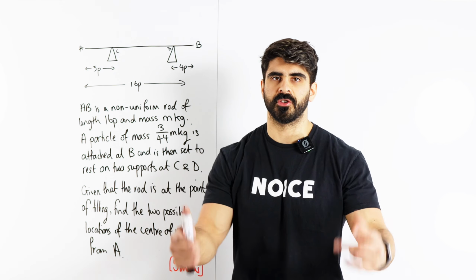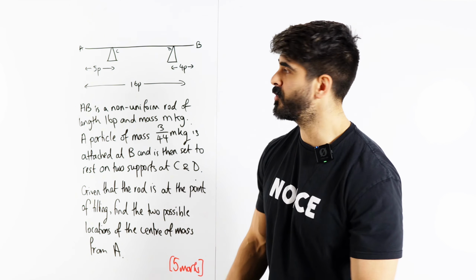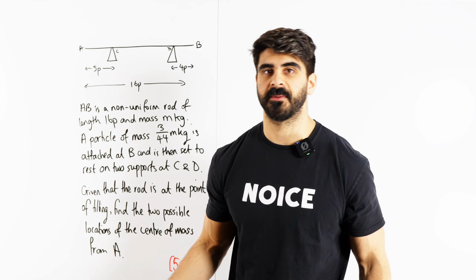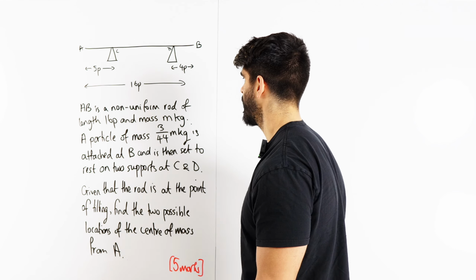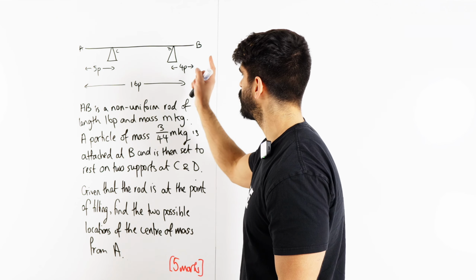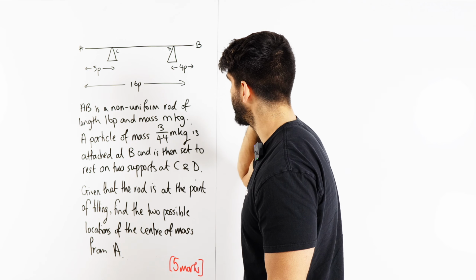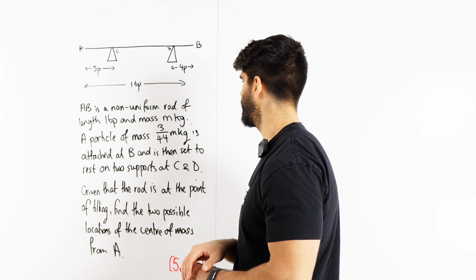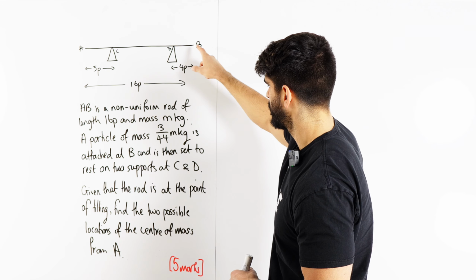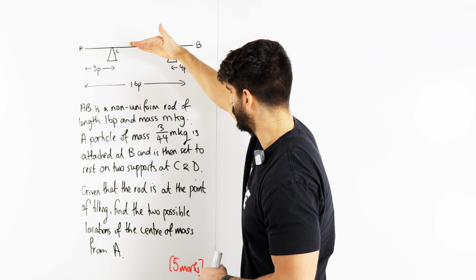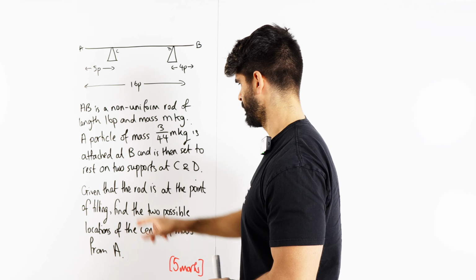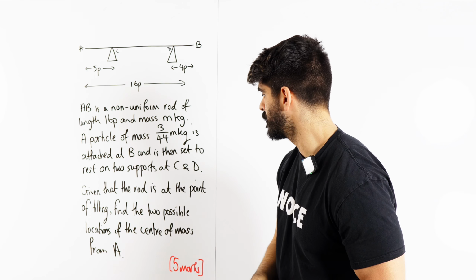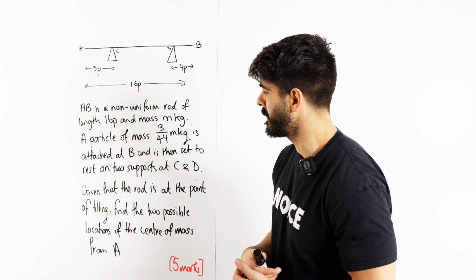Tilting rods. And I don't mean poker. Let's take a look at this question. It says, obviously, typical mechanics fashion, a bunch of words. AB is a non-uniform rod of length 16p and mass m kg. A particle of mass 3/44 m kg is attached at B and is then set to rest on two supports at C and D. Given that the rod is at the point of tilting, find the two possible values of locations of the center of mass from A.